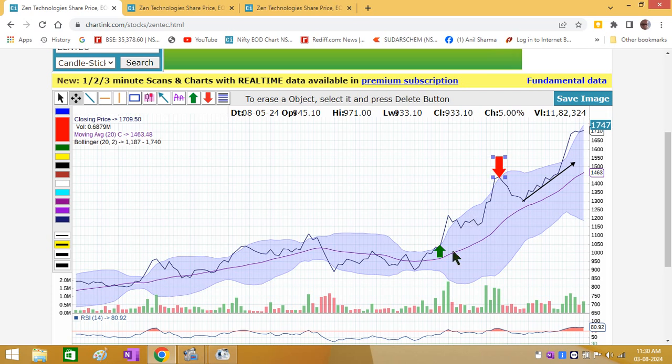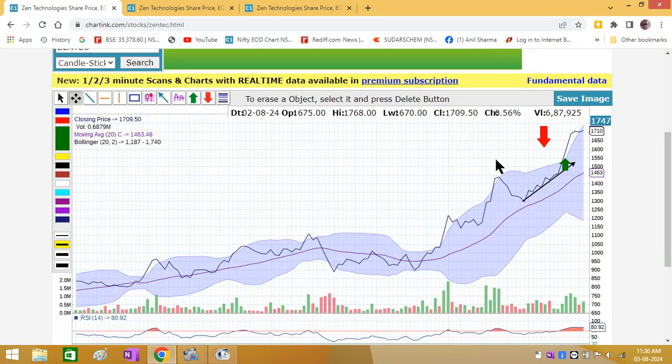So here you have buy, here you have sell, and here you have buy, and similarly here. This is the selling price, you can see here it has cut. This is the selling price and this is the buying price.